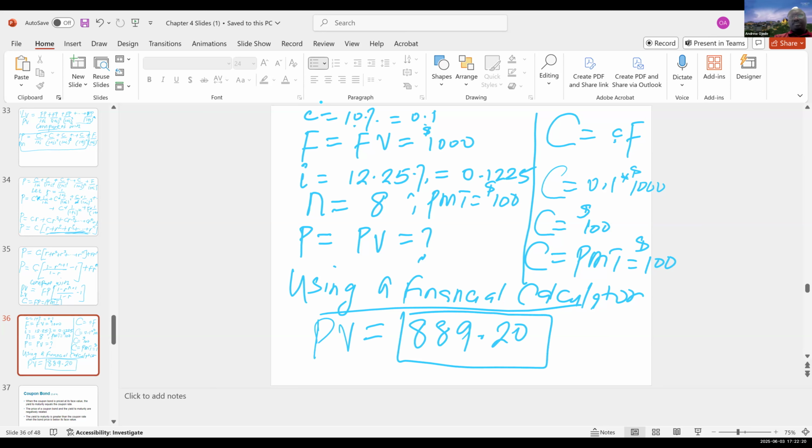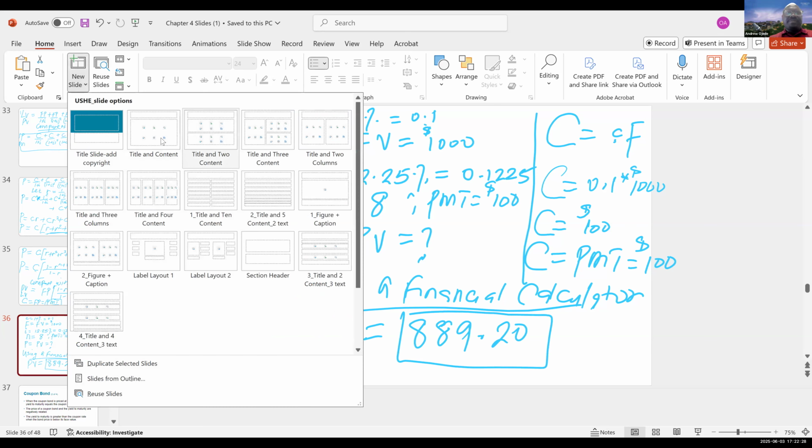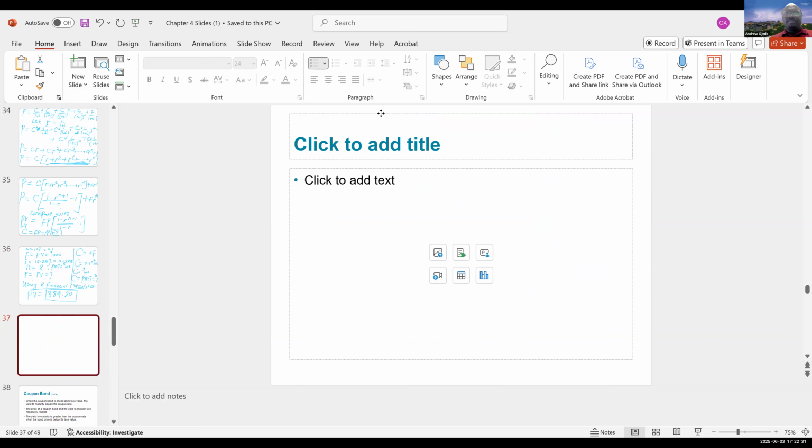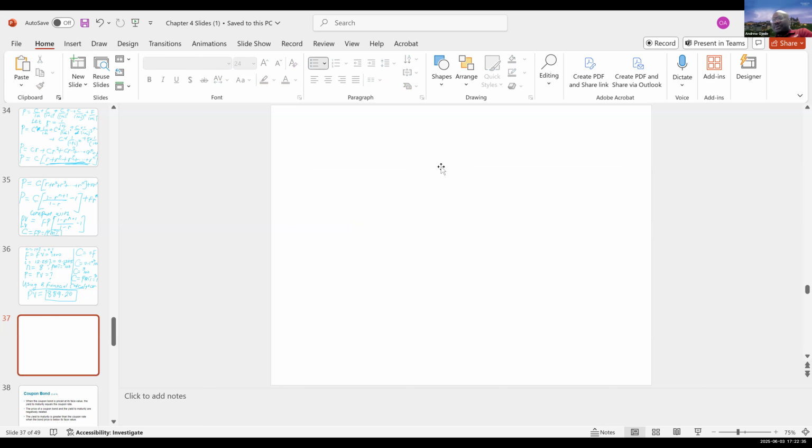That's what it gives you using a financial calculator. Okay, now what about using the formula method? Let's go use the formula method, so that the finance students who have been used to using a financial calculator can appreciate.